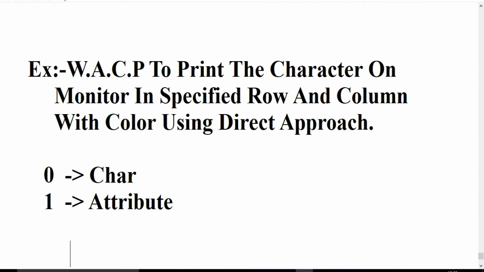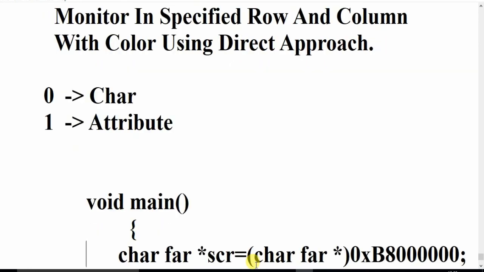So here in 1 byte of attribute, we are dividing it: first a 3-bit value, next a 4-bit value, then a last 1-bit value. Those bits are the foreground color, background color, and blinking of the character. Now let's observe this program here.